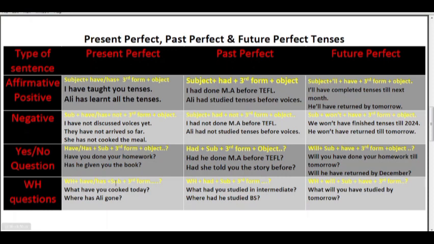For making WH questions, we introduce WH words, then the helping verbs, here in present perfect tense has and have, subject, third form, and finally question mark. For example, what have you cooked today? Or where has Ali gone?